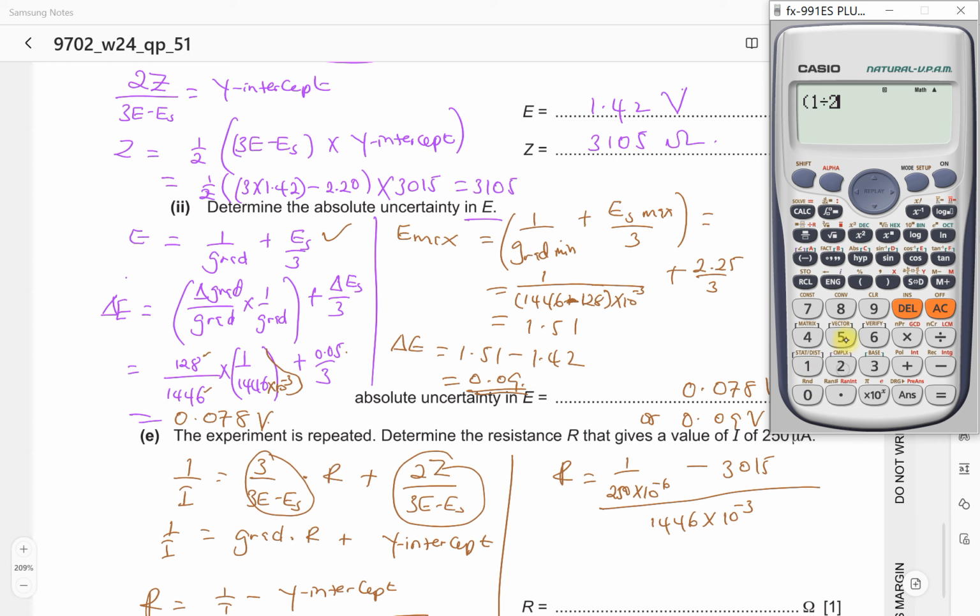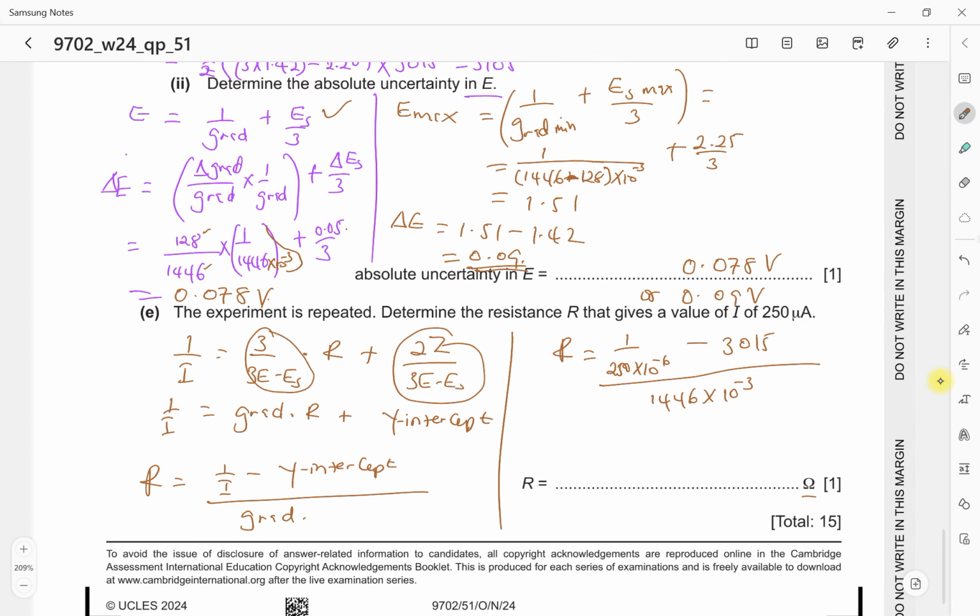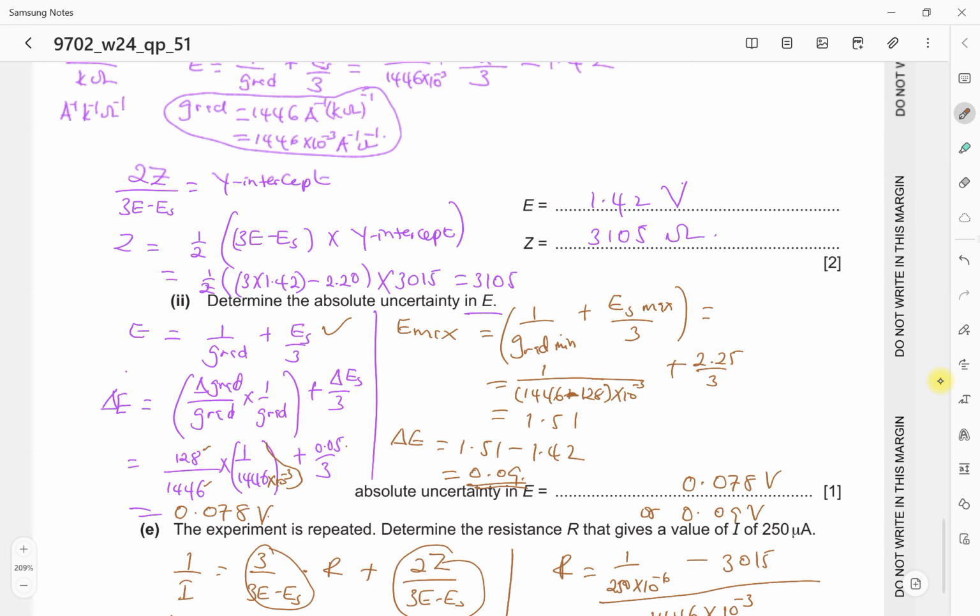So this is going to be 1 divided by 250 exponent minus 6. Then I subtract 3015. Then I divide this by 1446 exponent minus 3. So that is 681. So this is going to be 681 ohm.